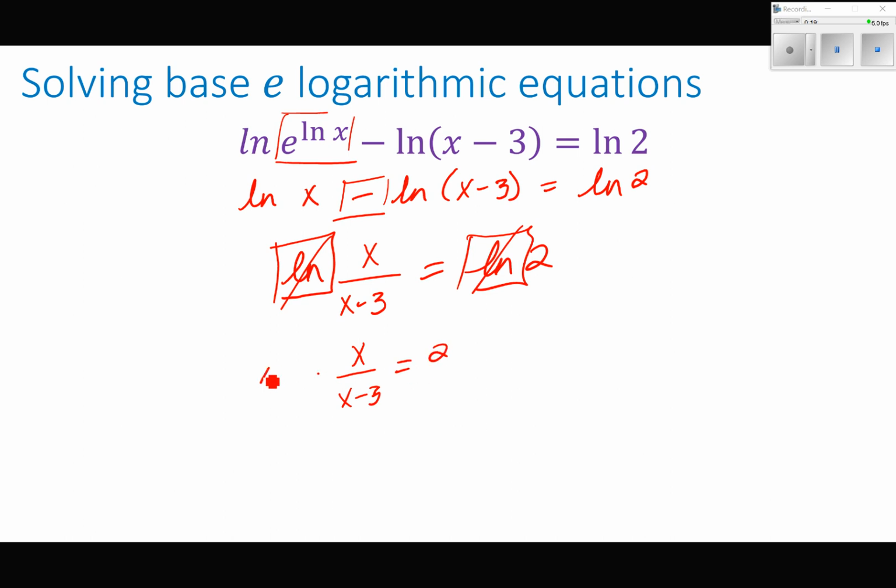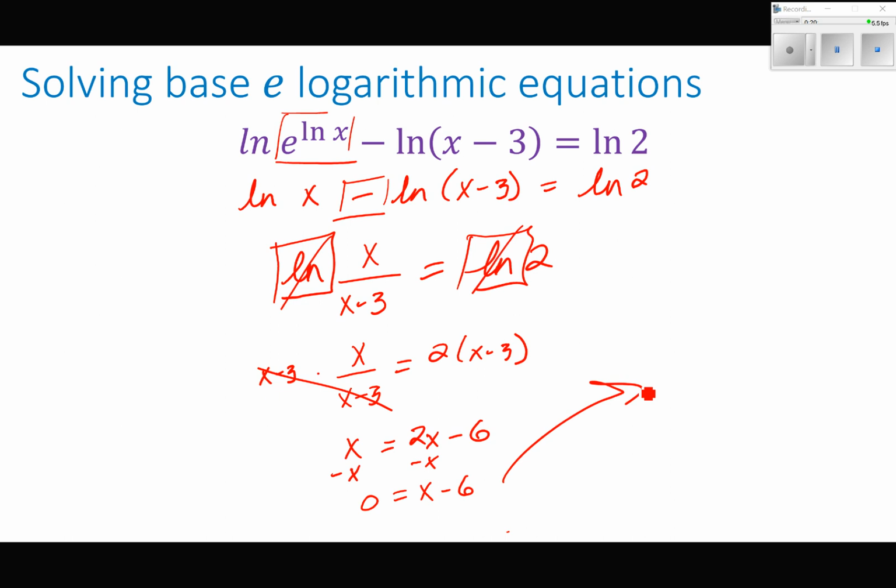If I clear the fraction, multiplying by x minus 3 on both sides, x is going to be equal to 2x minus 6. If I were to solve from here, I can subtract x, so I have 0 equals x minus 6. So the only solution is x has to be equal to 6.